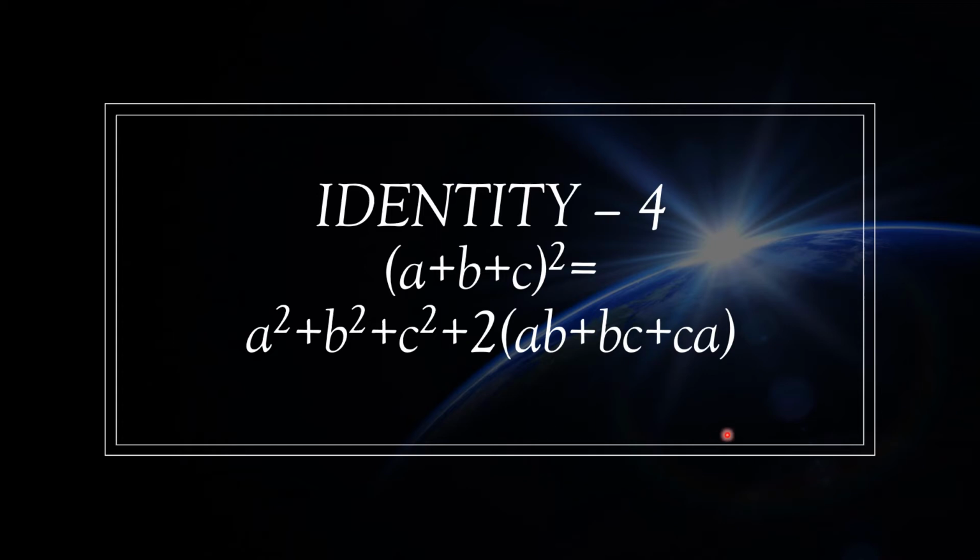Again, welcome back to the session of identities. The next identity is (a + b + c) whole square, which is equal to a square plus b square plus c square plus 2 times (ab + bc + ca).